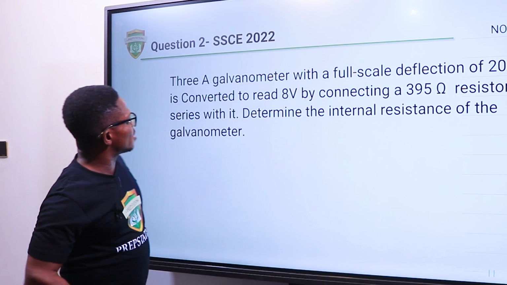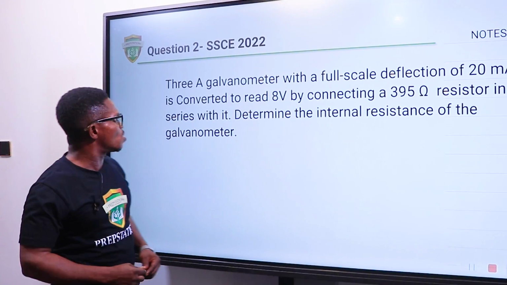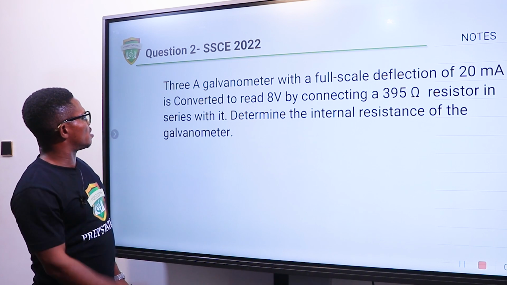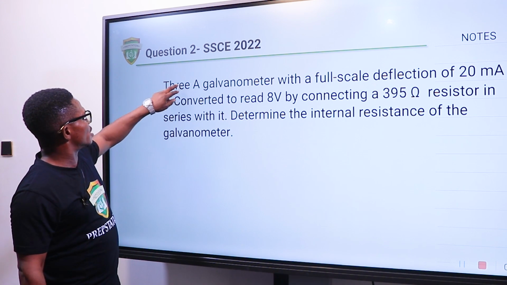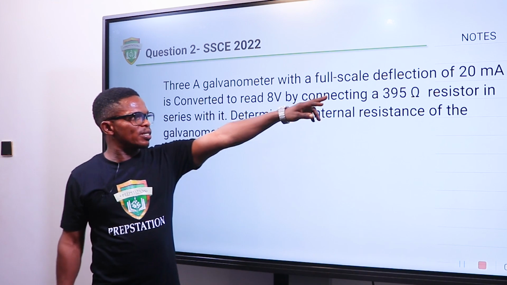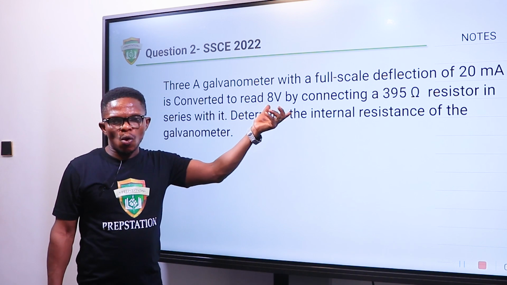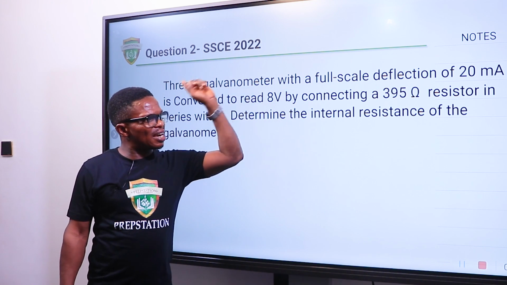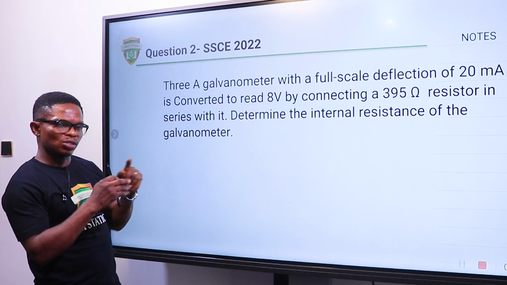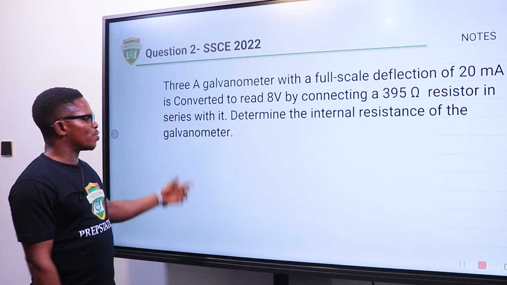Let's go to another question. All right, this is taken from SSCE 2022. A galvanometer with a full-scale deflection of 20 milliamperes is converted to read 8 volts by connecting a 395 ohm resistor in series with it. Determine the internal resistance of the galvanometer.